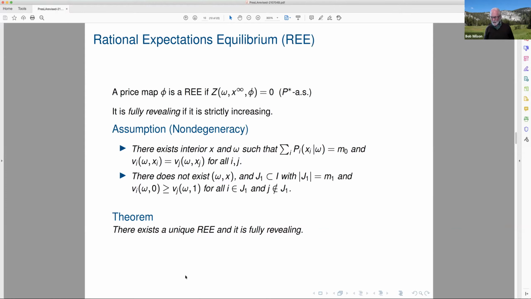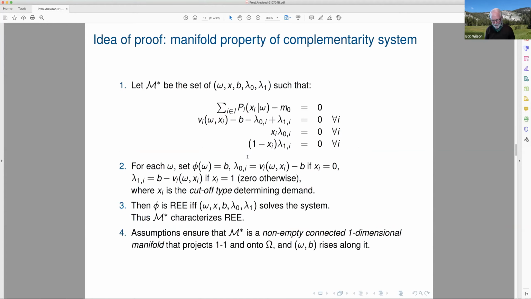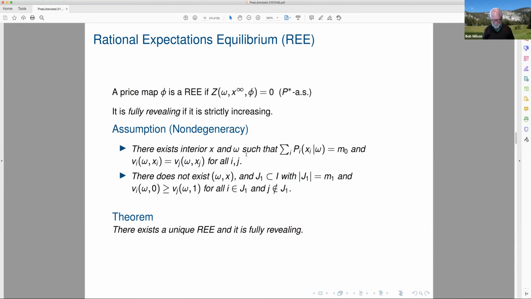Okay, so we say that the rational expectations equilibrium is fully revealing if it's strictly increasing. And for this, we make this non-degeneracy assumption. The first part is saying that there exists an interior point of the right kind. That is, you can get signals in such a way that everybody winds up with the same valuation. That's because the valuations are increasing in the signal, and by moving them all around, you can get the right number to be unsatisfied, to be unserved.